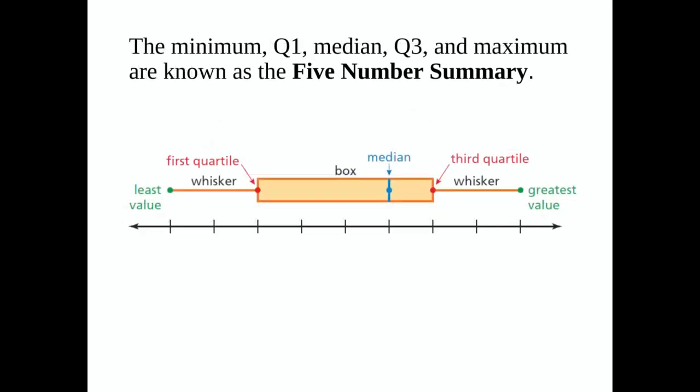And then this is just a review of all the vocabulary we talked about. The least value or minimum value, our first quartile, our median, our third quartile, and our greatest value or maximum value. And that is how you construct a box and whisker plot.